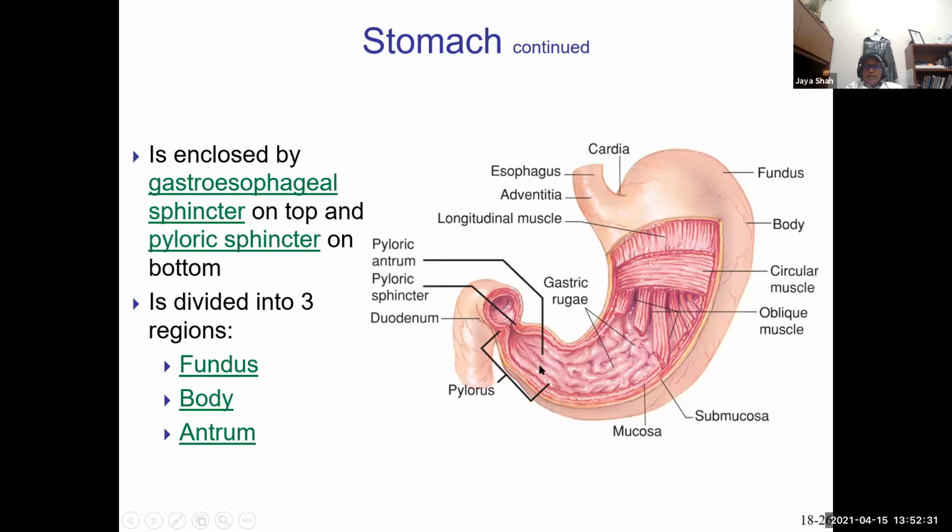From the stomach, the chyme passes into the small intestine through the lower gastric sphincter, okay? We call it the pyloric antrum or pyloric sphincter here.